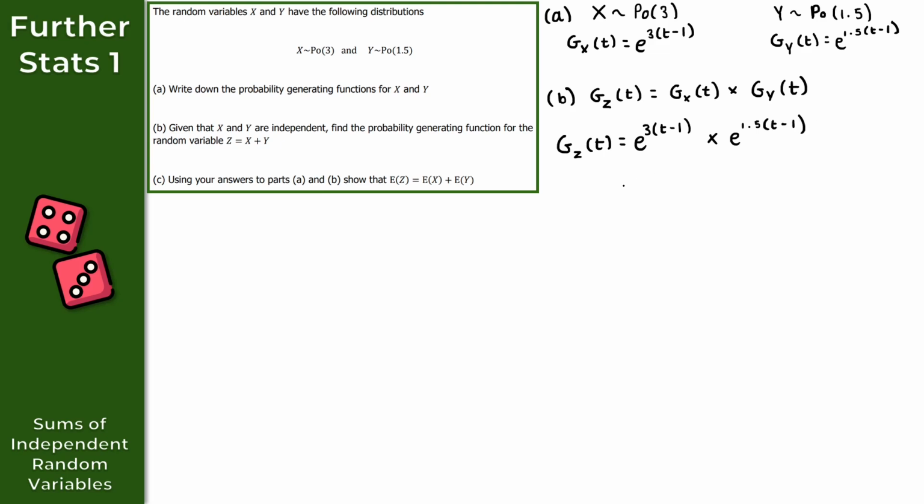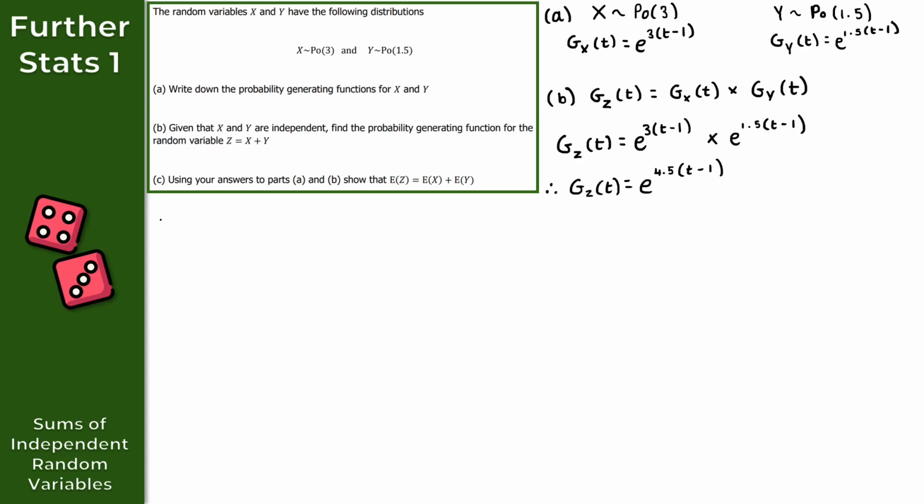And then we just simplify this using the basic rules of indices. What do we get here? So this is for g of z in terms of t. Well, I'm going to get e to the power of 4.5 bracket t minus 1. Okay, so again, hopefully nice and straightforward there. That gives us the solution to part B.